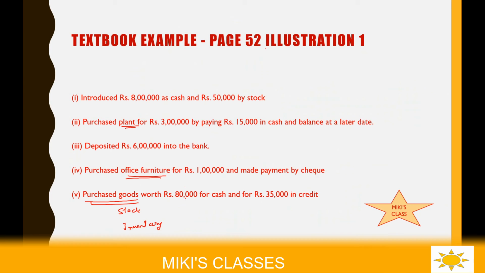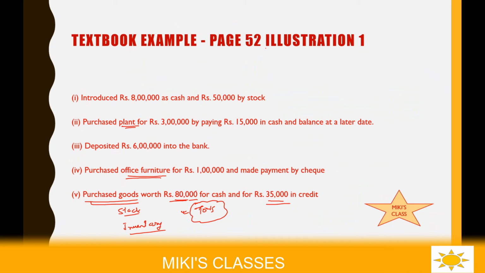Suppose you're into the business of selling anything at all. Take an example of selling some toys. In this case, you bought your stock or inventory. Suppose you're into the business of buying and selling toys. So you bought toys for this much. So what will be the journal entry now? How much have you bought? 80,000 in cash and 35,000 in credit. So the total amount of toys bought will be 1,15,000.